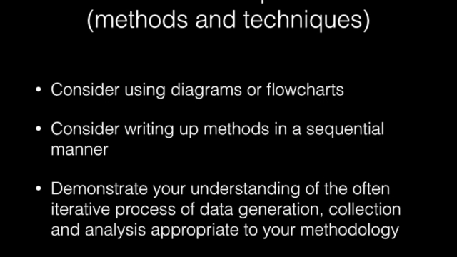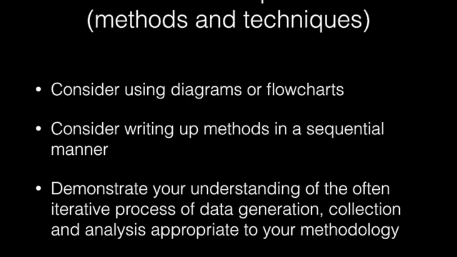I'm repeating myself there, don't forget those diagrams or flowcharts. Consider writing up your methods in a sequential manner if that's the way that you think is clearer to the reader. So really at the end of the day, you're trying to make it as clear as possible to the reader about what it is that you're planning on doing. So whether you're going to address separate research questions or objectives, or whether they bundle up together into phases of a study, think about that, and then as a consequence write your research plan to match that.